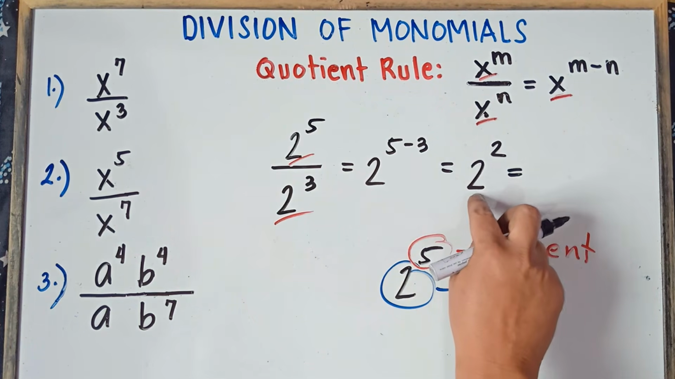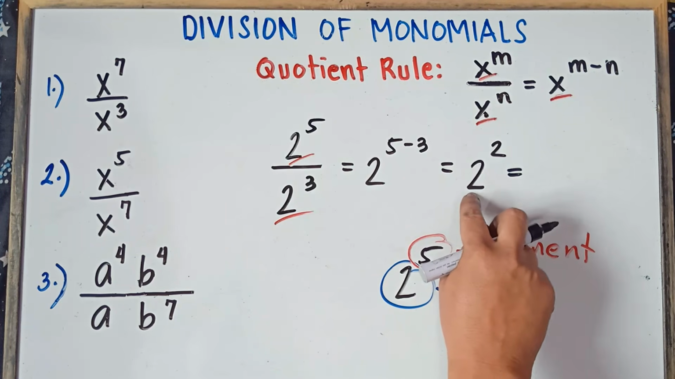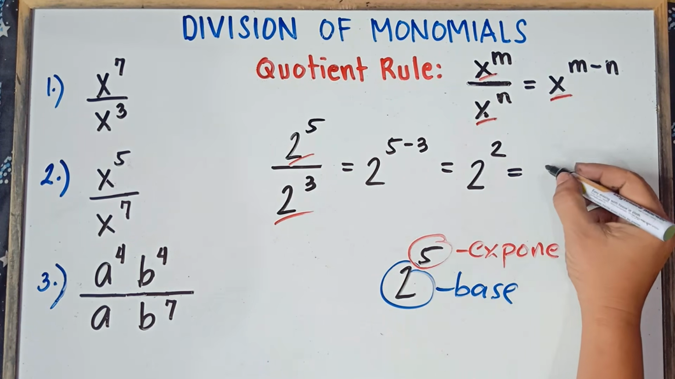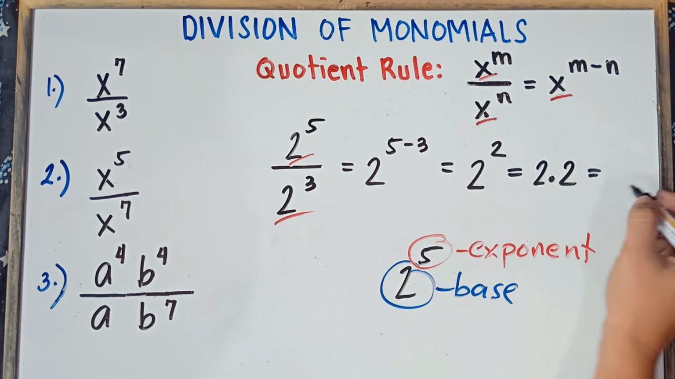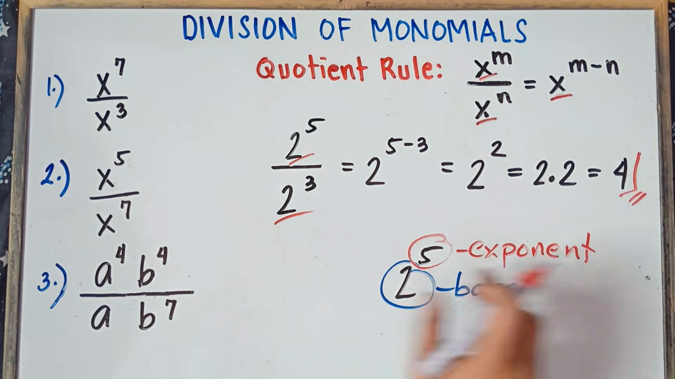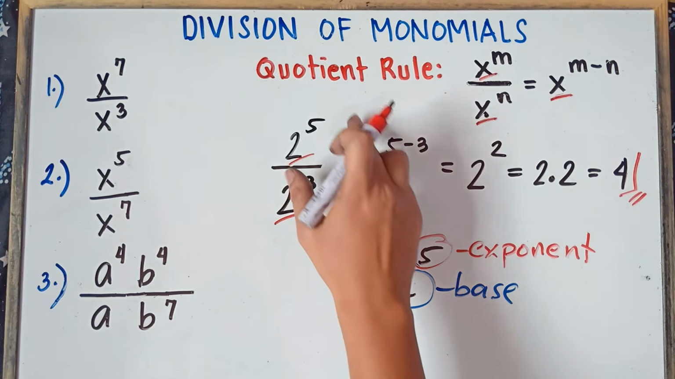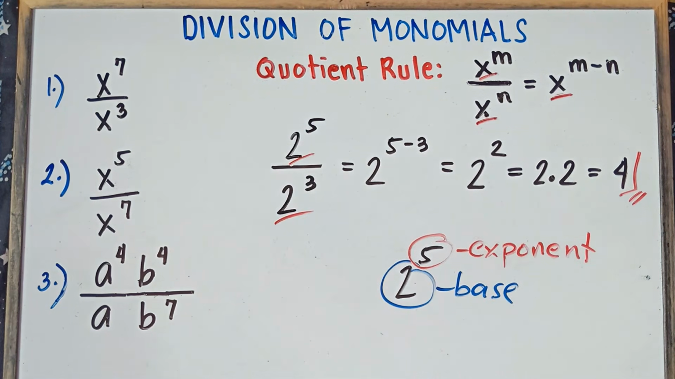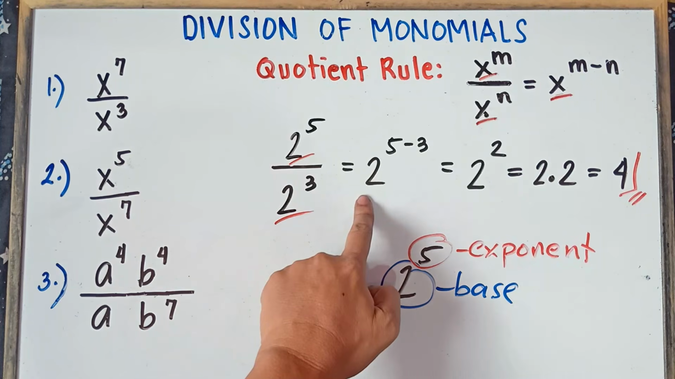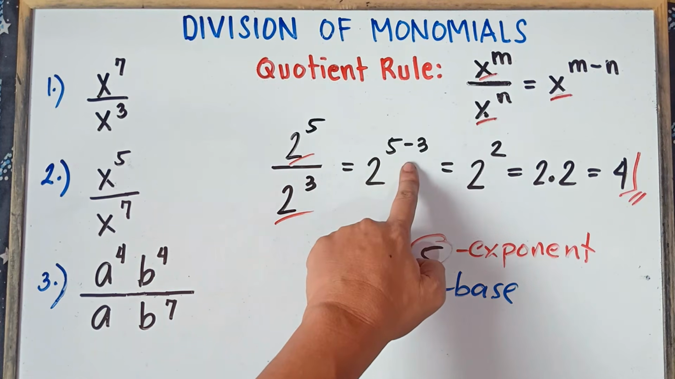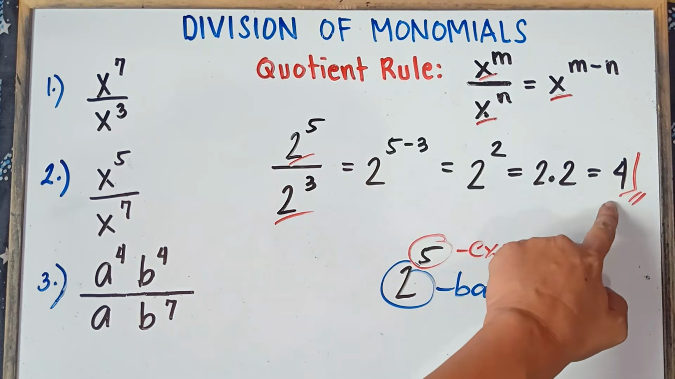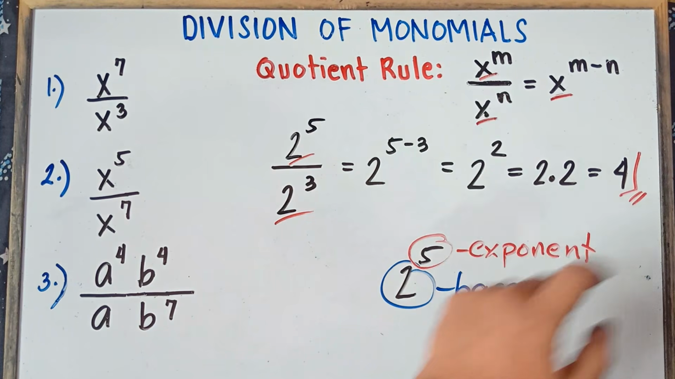Once again, 2 raised to the power of 2 means you multiply 2 by itself twice. So that would be 2 times 2, and 2 times 2 would be 4. Very easy, class. If you apply the quotient rule, you will have the same answer. I hope it's clear for you, class, with regards to the quotient rule: same base, copy the base, subtract the exponent. And 2 raised to the power of 2 would be 4. That would be 2 times 2, and then 4.